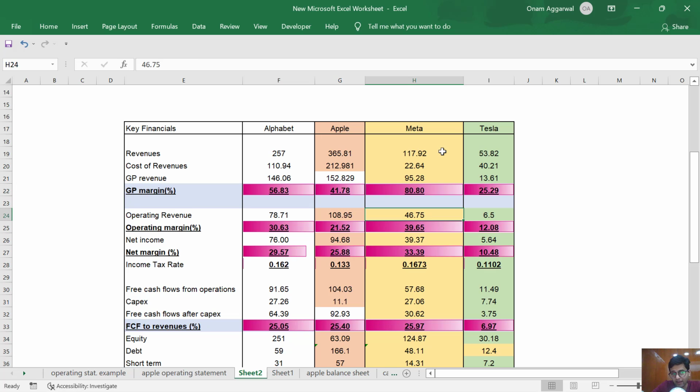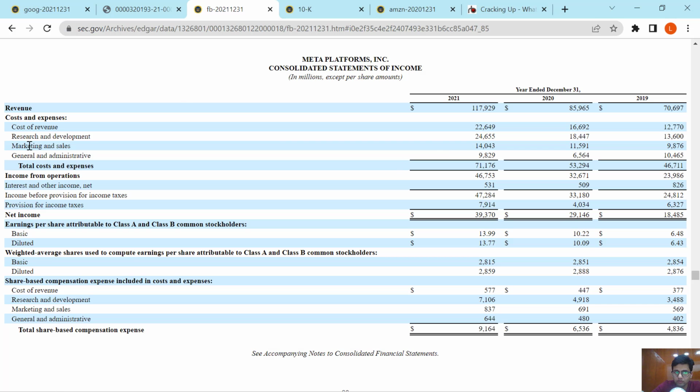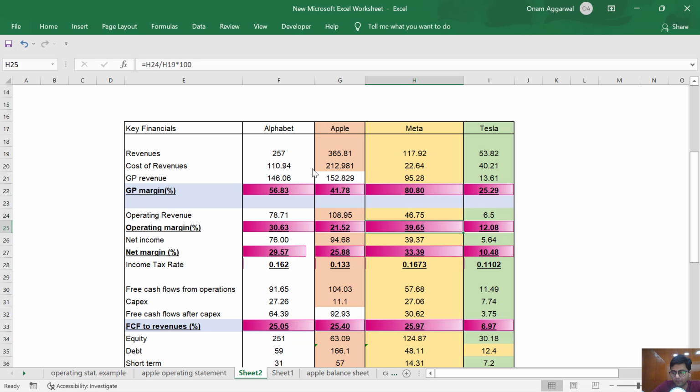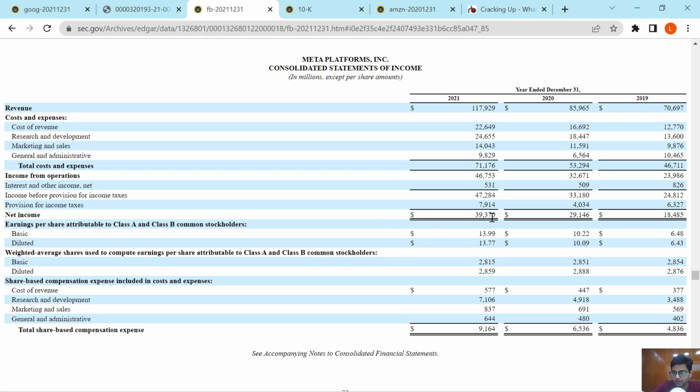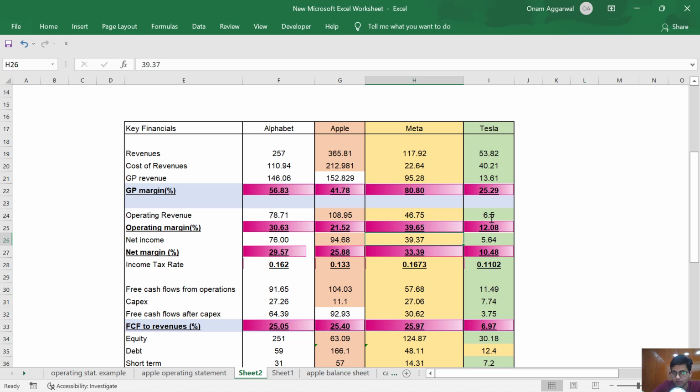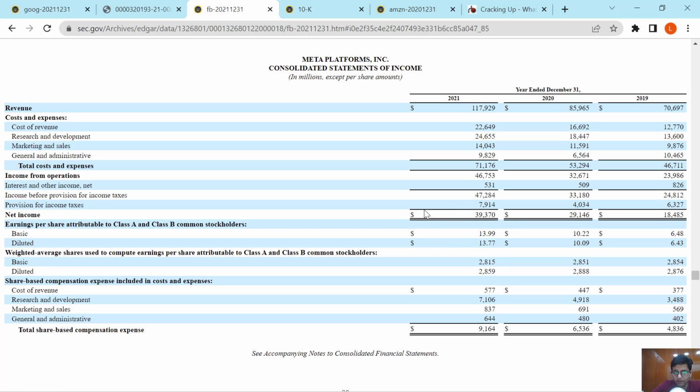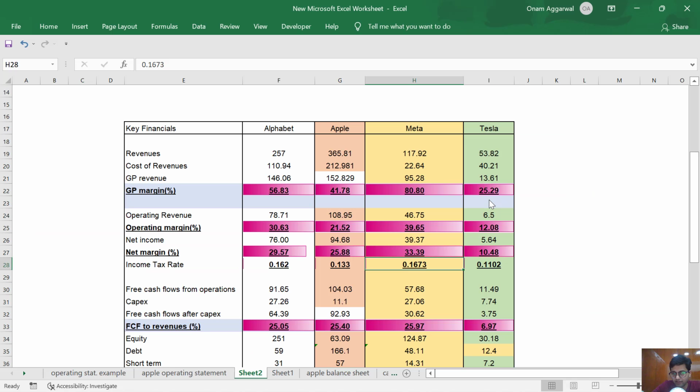Operating revenues, excellent again, is around 40%. How do we calculate operating revenues? We deduct all these expenses, obviously, and we get operating revenues, operating margin around 40%. Our net income is $39.37 billion. That gives a very high net profit margin of 33%, higher than Alphabet and Apple. Income tax rate, very simple again. We took the provision for income taxes, 7.9 divided by 47.2, that is a 16.73% tax rate.